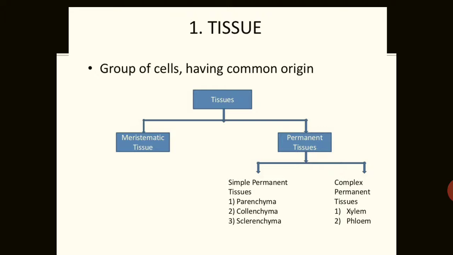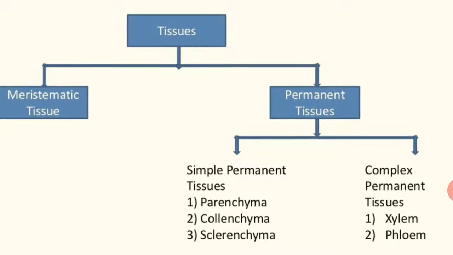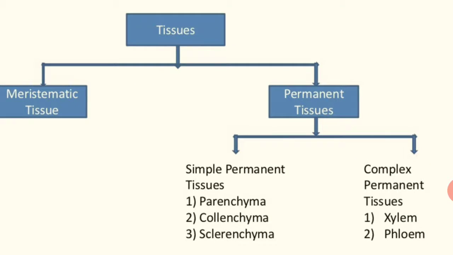Now come to the tissue in the plant kingdom. What is tissue? Tissue is a group of cells having a common origin and common function. It means a group of cells performing the same function with the same origin is known as a tissue. In plants, we find two kinds of tissue: one is the meristematic tissue, which has the power of cell division lifelong, and another is known as the permanent tissue.